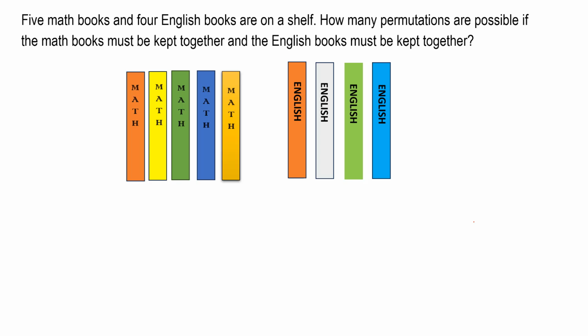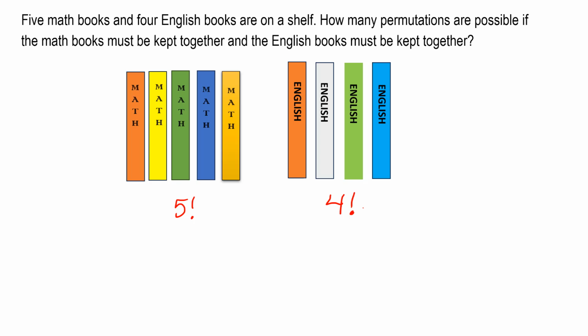Now, we know that there are 5 factorial ways to arrange the math books. 5, 4, 3, 2, 1 for the choices. You can't repeat a book because a book is a thing that is actually there. You can't make it double itself. English books, 4 factorial possible ways to arrange those. We are going to multiply 5 factorial by 4 factorial to get the number of ways to arrange these books by keeping each subject together.